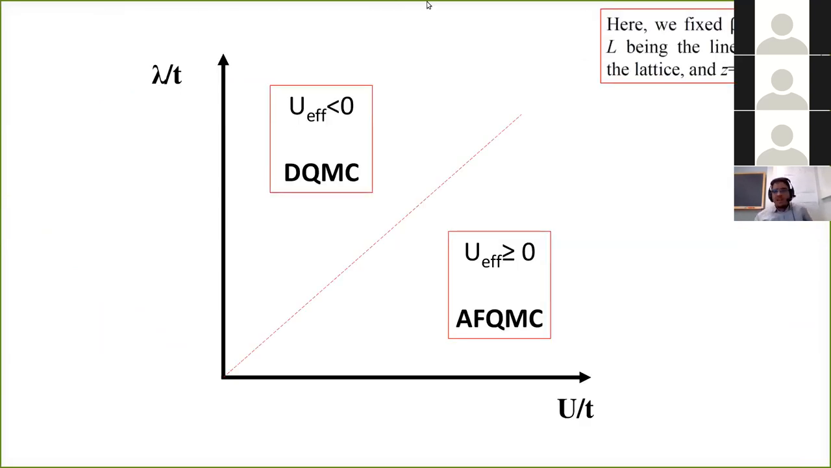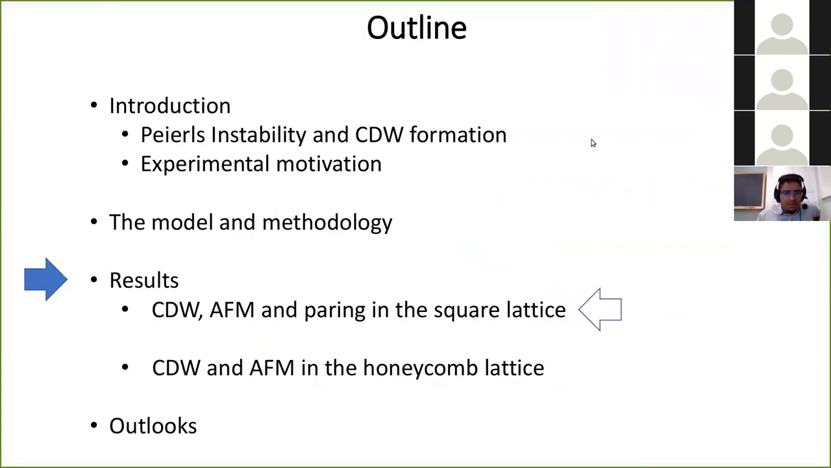So basically I divide my phase diagram like that. For positive effective U, I will do projective auxiliary field, and for negative effective U, I will do determinant quantum Monte Carlo simulations at finite temperature, and we project it on the ground state, basically doing that. Okay, good. So let's present the results, starting first with the square lattice.